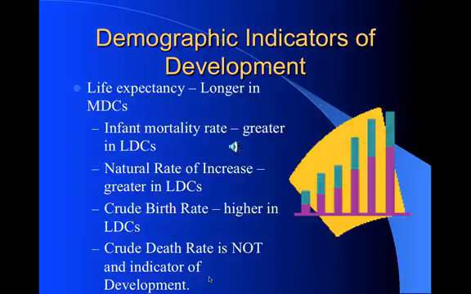Finally, we have the demographic indicators of development. Demographic indicators of development are when you're looking at things like how long people are living, the life expectancy, obviously higher in more developed countries. You're looking at the infant mortality rate, greater in less developed countries. You're looking at the natural increase rate, greater in less developed countries. Crude birth rate, higher in less developed countries.